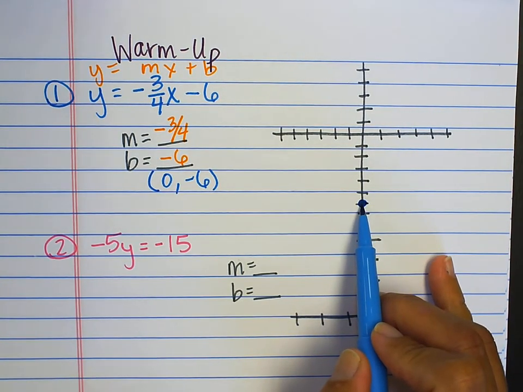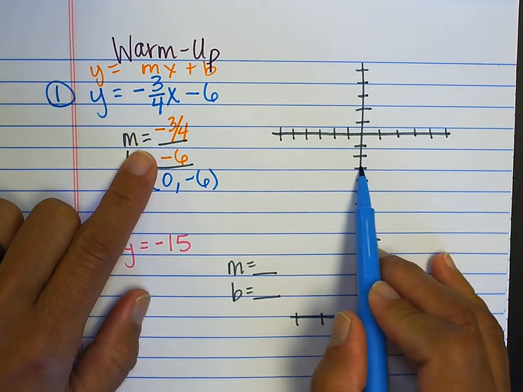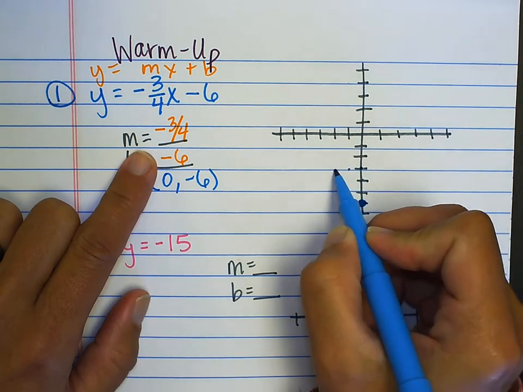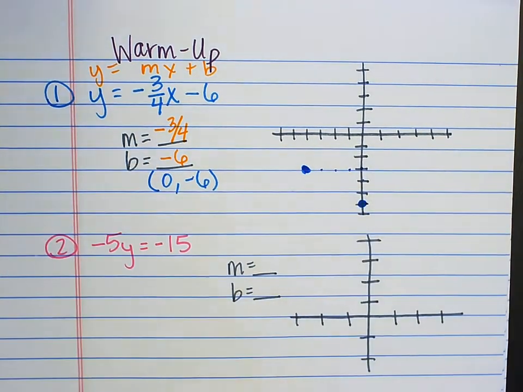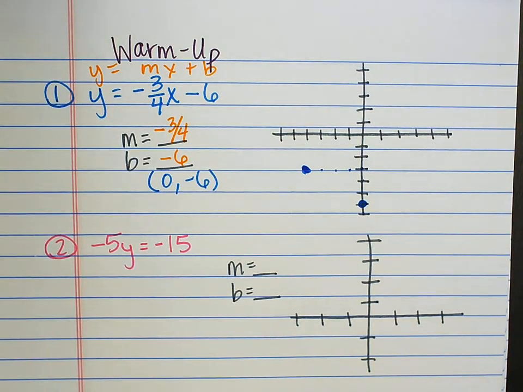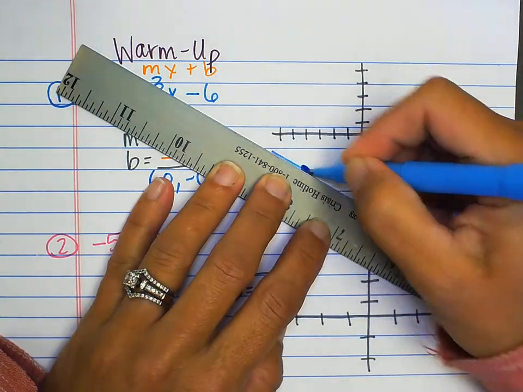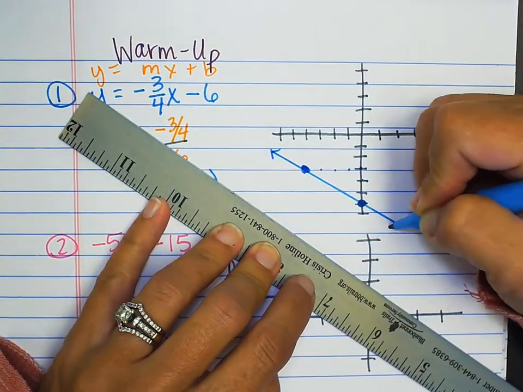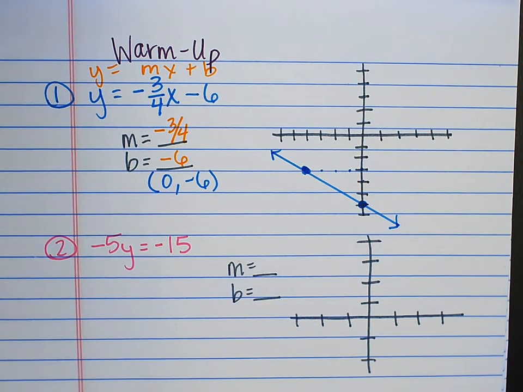Then starting at that point, I'm going to rise and run the value of the slope. So I will rise 1, 2, 3. I will run 4 to the left because this slope is negative, and I know that I run left for negative. Once I have my 2 points, I will draw a line through them with an arrow on each end. And there is the graph of y equals negative 3/4 x minus 6.